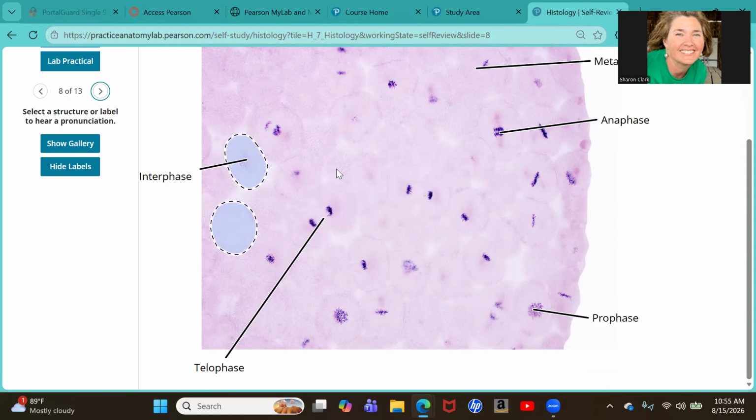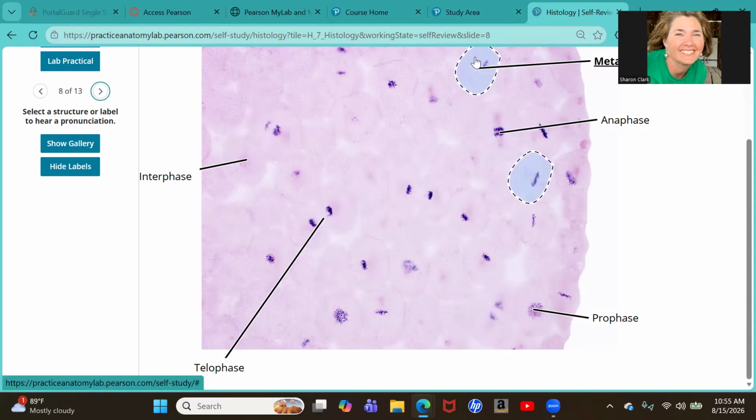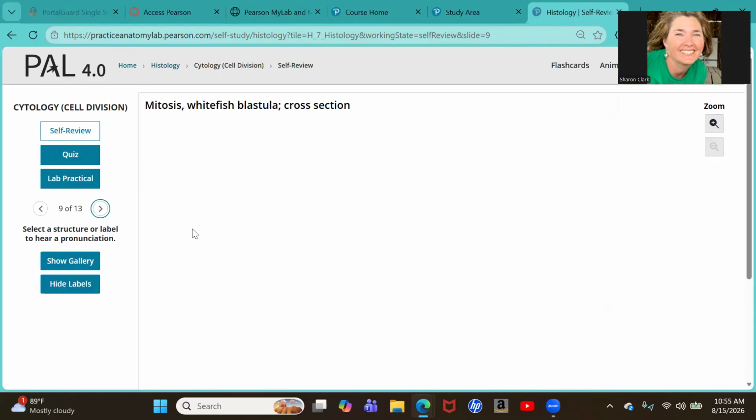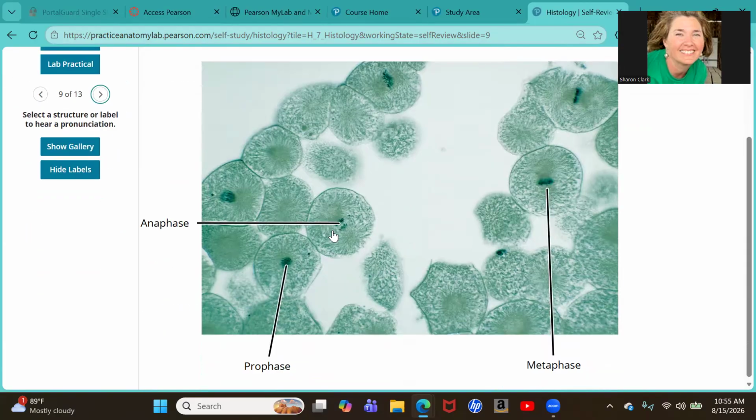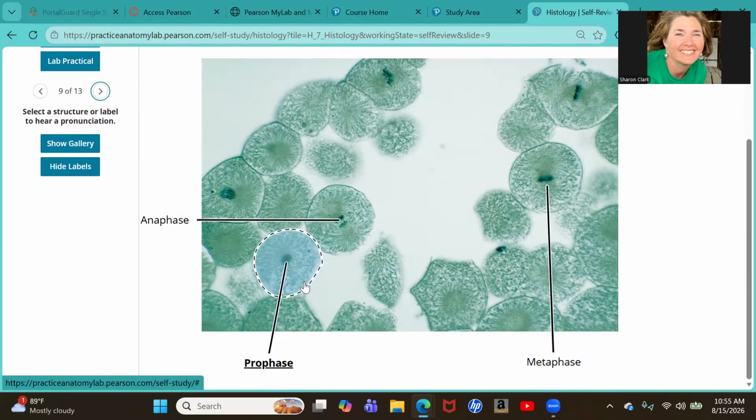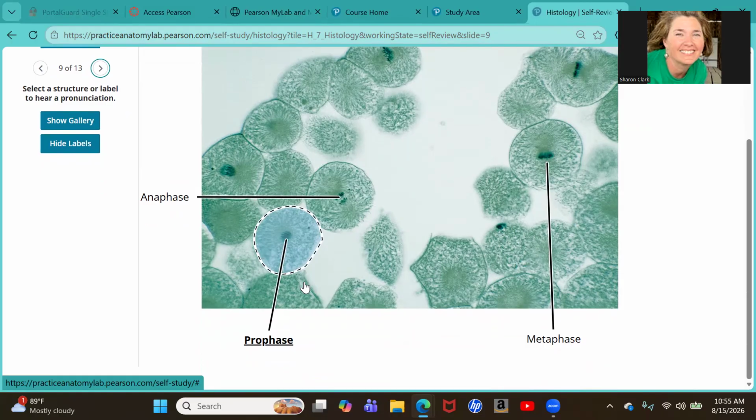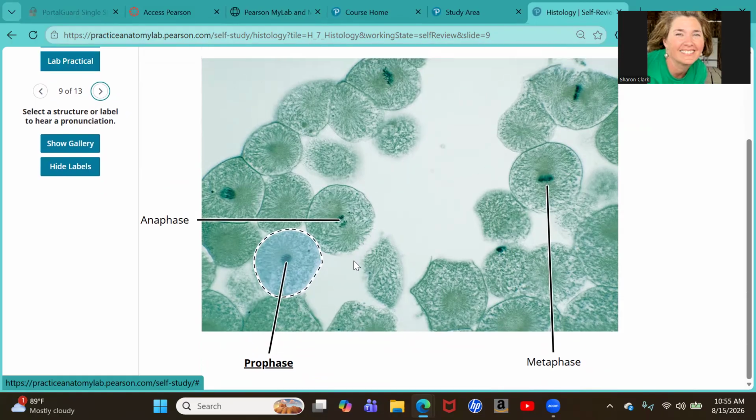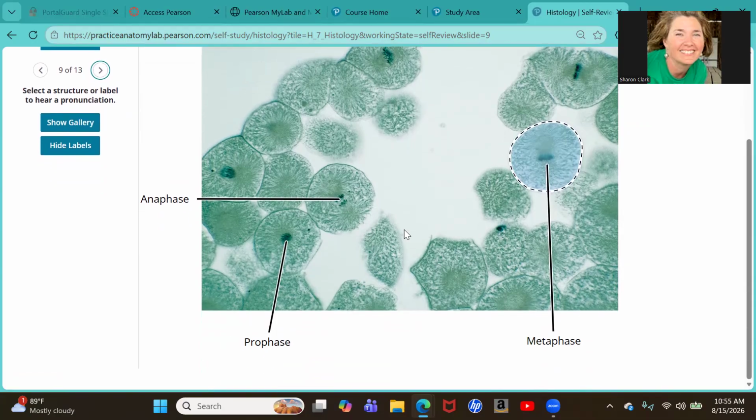So let's review the rest of these slides here. You see prophase, anaphase, metaphase. Definitely take some time and go through the self-review yourself and make sure you're clearly able to understand. Because when you take the quiz, I believe it's the same pictures, but the questions will be asked a little differently. So make sure you understand exactly what's going on.